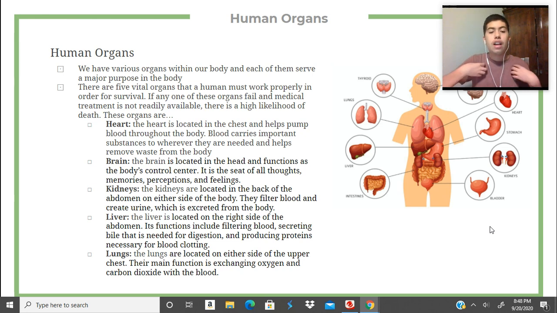And then finally, we have the lungs that are located on either side of the upper chest. Their main function is exchanging oxygen and carbon dioxide with the blood. So we use oxygen and we breathe out carbon dioxide. So the lungs are very important for that reason. And you should remember that these are vital organs, so we need them for survival. So we must take good care of them. And we'll talk about that a little bit later. So start thinking about different ways we can protect our vital organs to ensure that we live long and healthy lives.